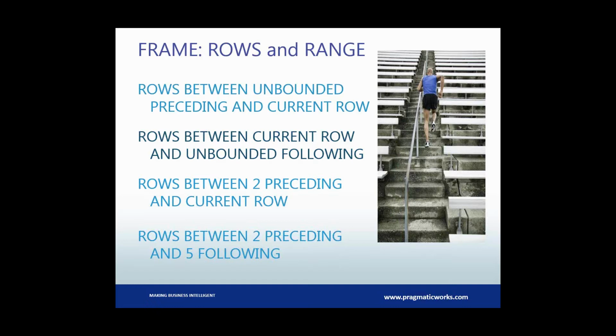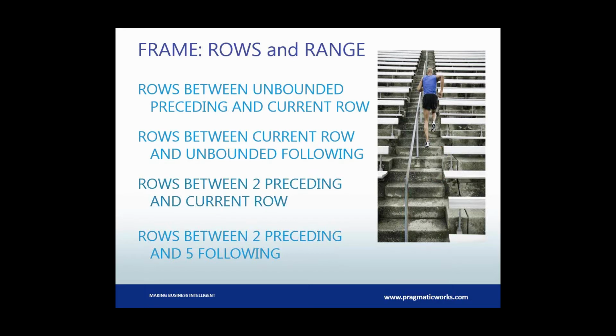Rows between current row and unbounded following. That means the row I'm on plus everything that's ahead of me. Rows between two preceding and current row. That means the two I've already been on and the row that I'm on.